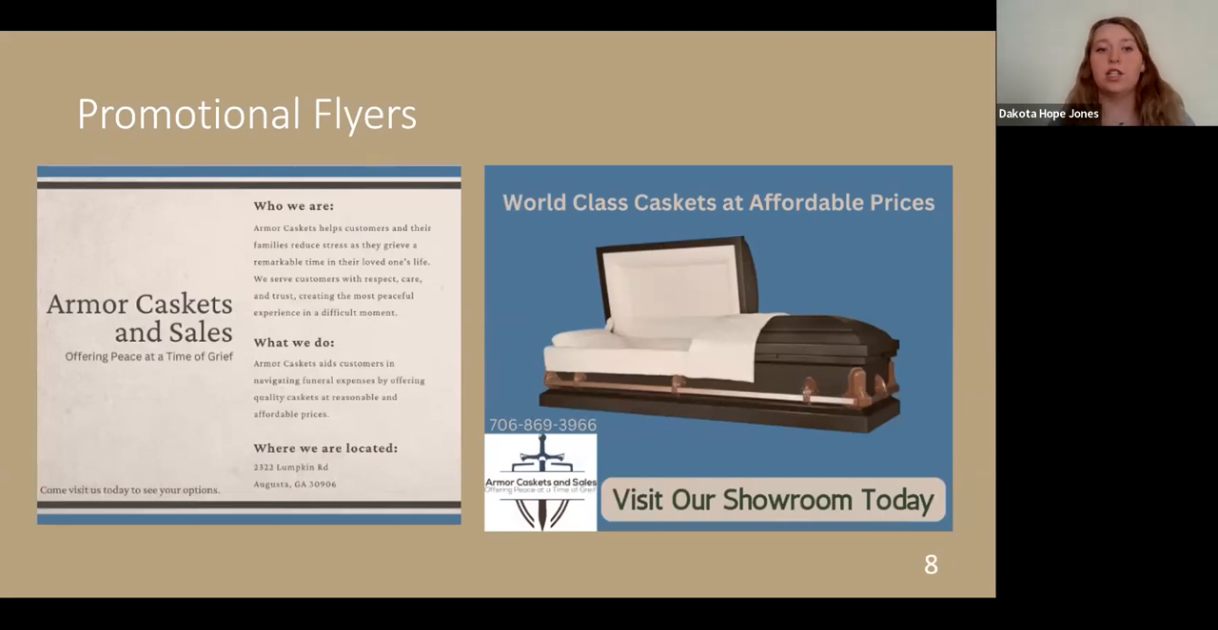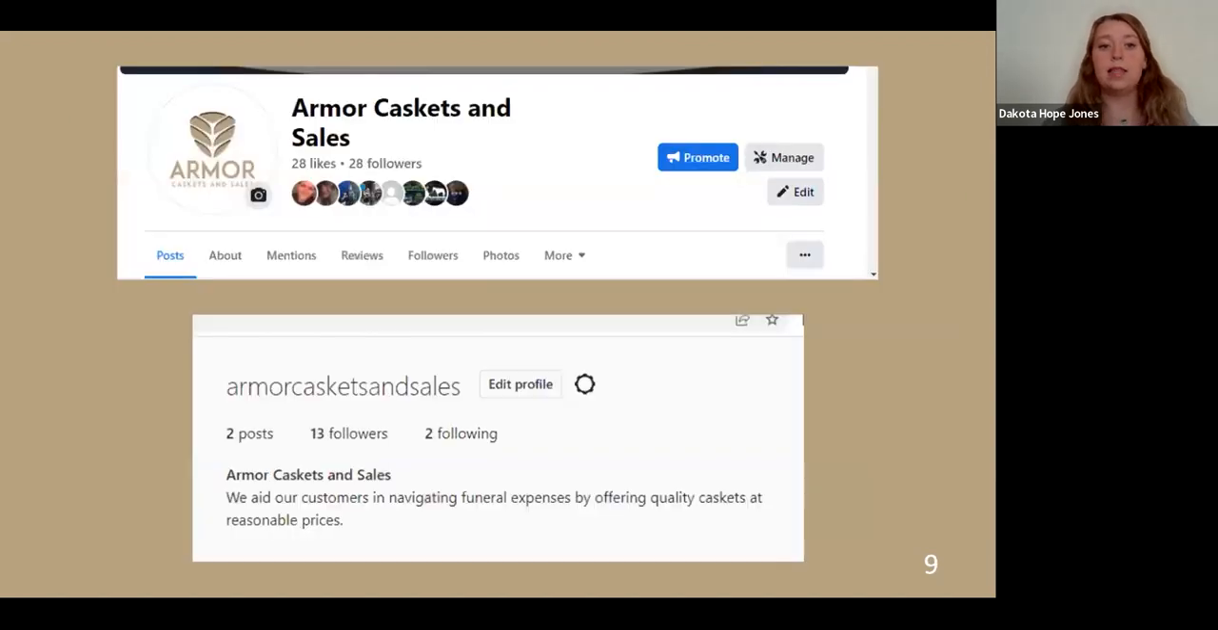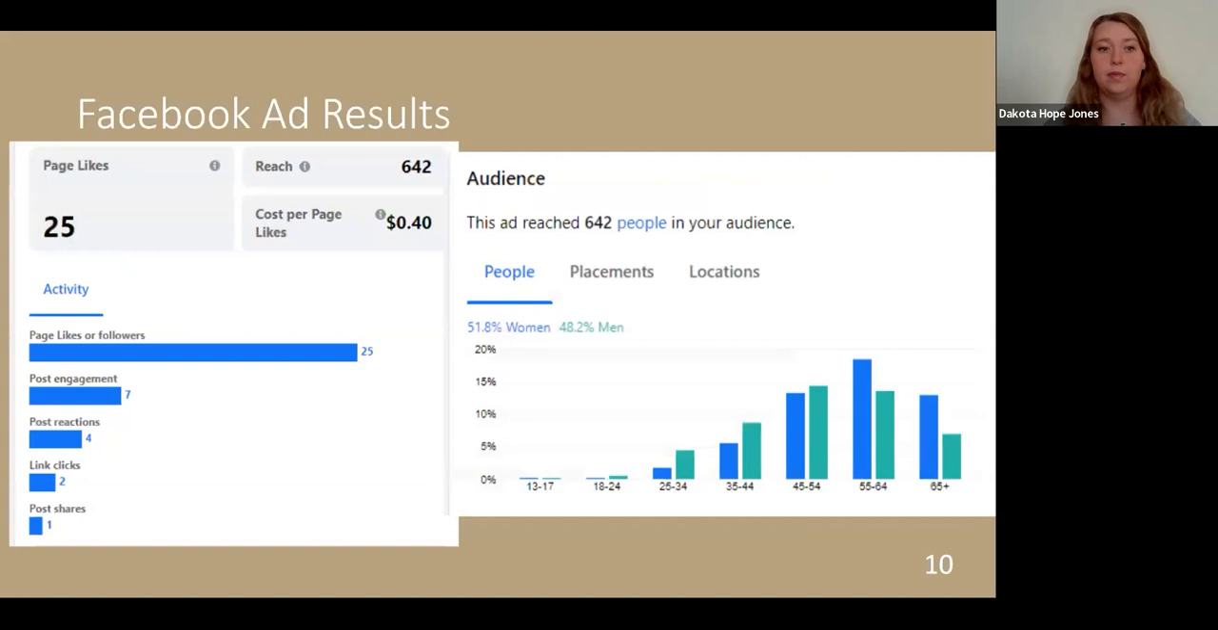The one on the left shows who Armor and Casket and Sales are and what they do. And the one on the right is showcasing their showroom virtually. We posted those on Facebook and Instagram. Our goal was to get 10 followers on the Facebook and the Instagram by the end of the project. And we achieved that by getting 28 followers on Facebook and 13 followers on Instagram.